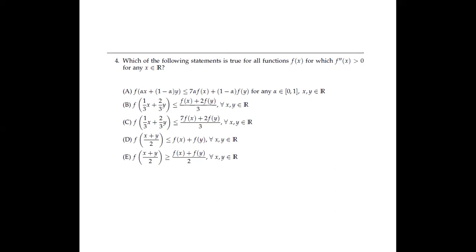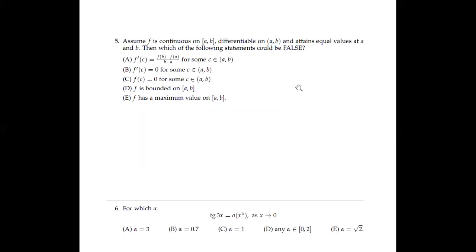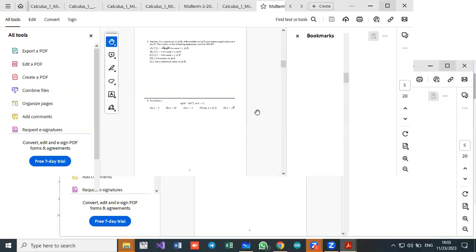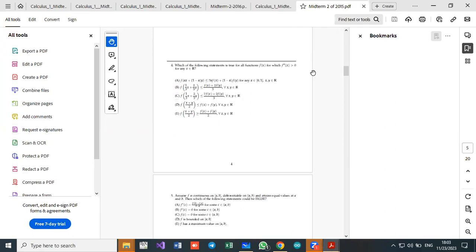So we should find the true statement. A double derivative positive means the function is concave up, and here we have a lot of expressions similar to the definition of concavity. Concave up means... Okay. The definition.